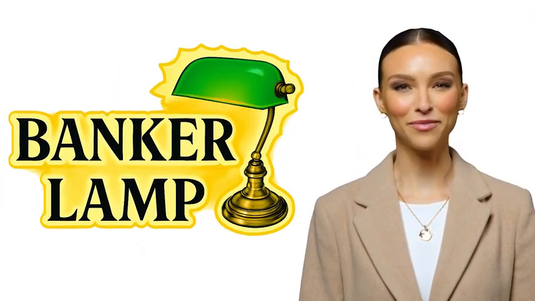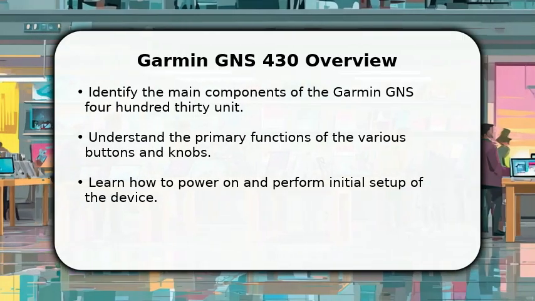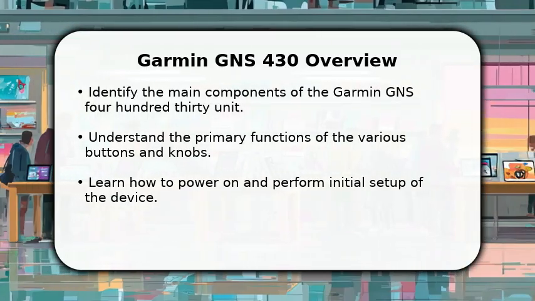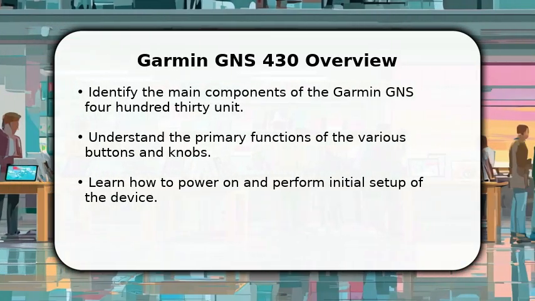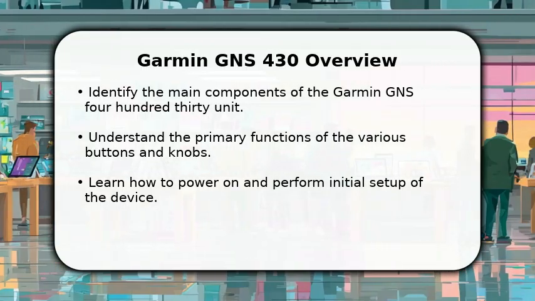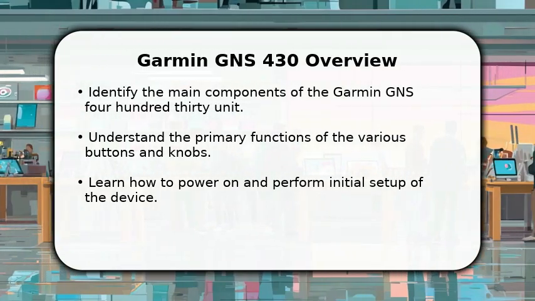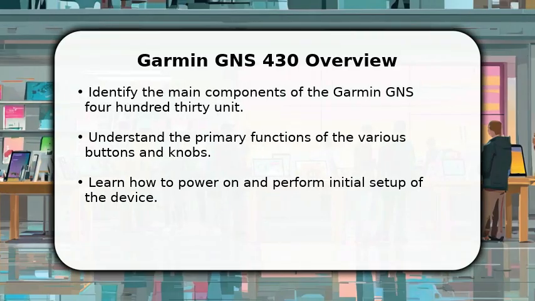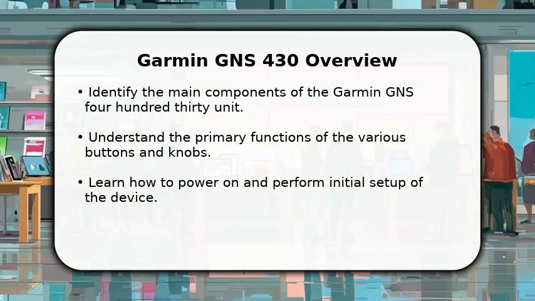Please enjoy the video. In this video, I will explain how to use the Garmin 430 GPS. First, locate the power button on the lower left of the unit and press it to turn on the device. Observe the self-test sequence, which typically takes about 30 seconds.